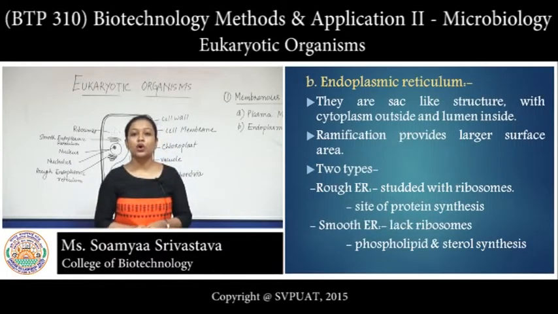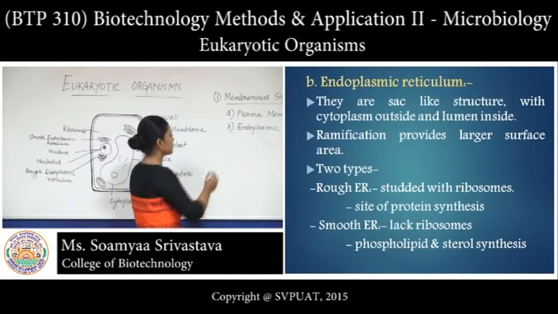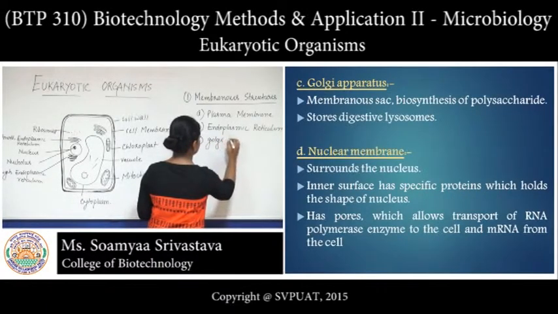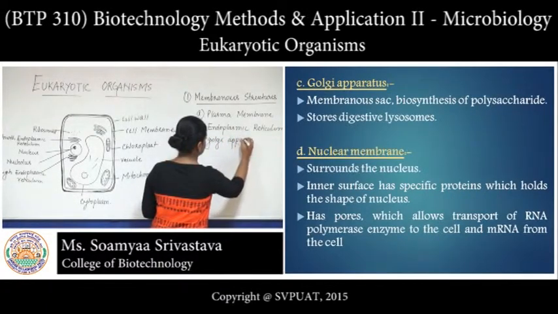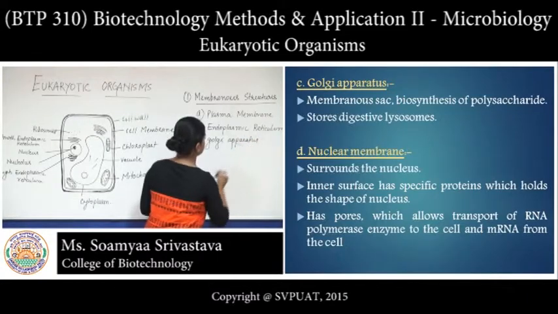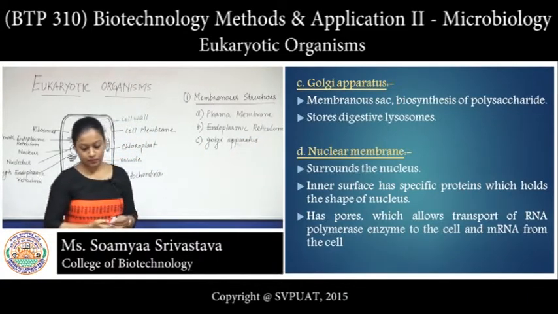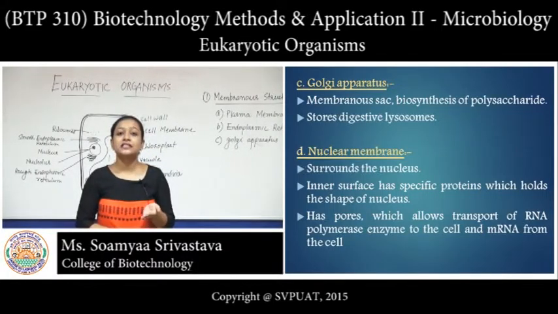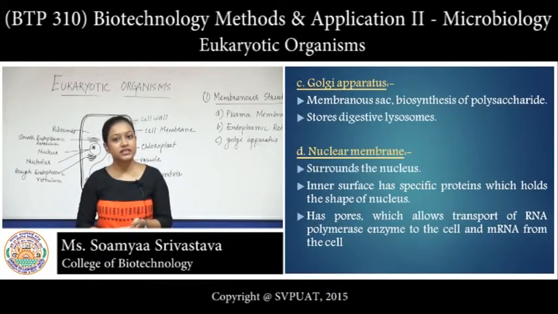Next we have the Golgi apparatus. The Golgi apparatus is a series of membranous structures originating from the endoplasmic reticulum, and they perform the biosynthesis of certain polysaccharides, such as the pectin we obtain in algae.